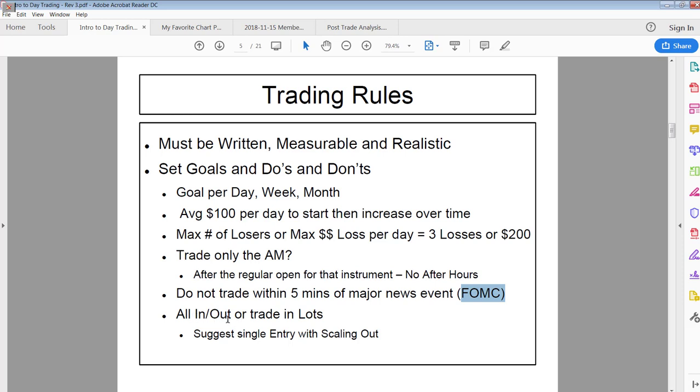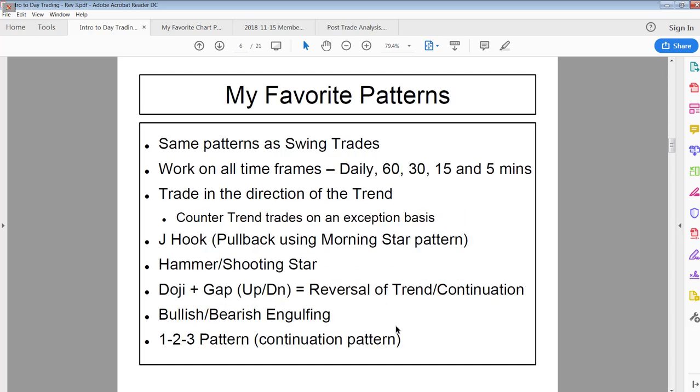Do you go all in, all out, or do you trade in lots? Do you buy all and then scale out, or do you scale in and scale out? My suggestion is a single entry with scaling out. My favorite patterns are basically the same as they work on swing trades, and they work on, way to go, Stalker, daily, 60, 30, 15, and 5 minutes.